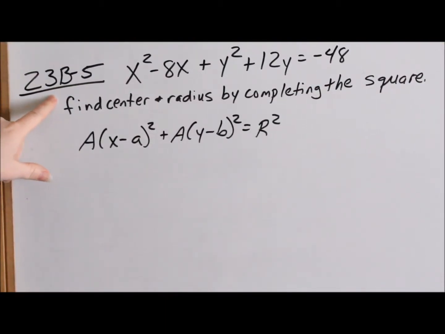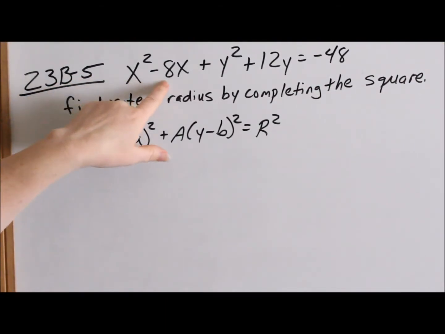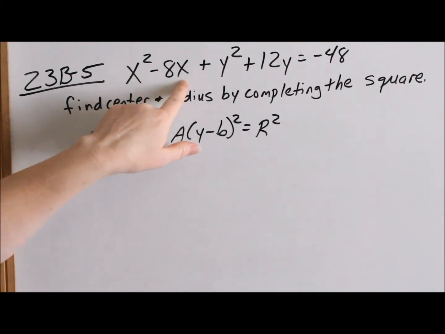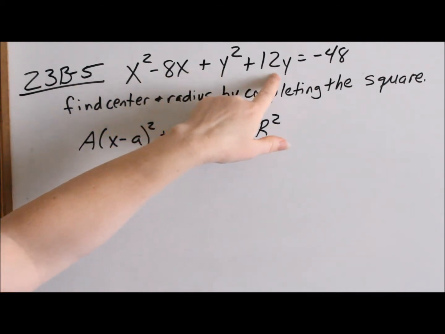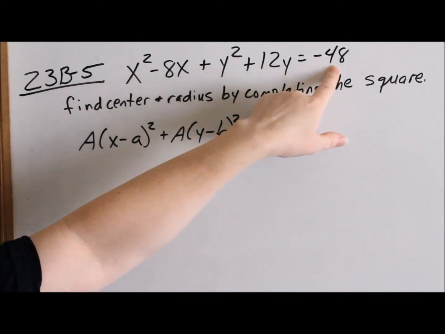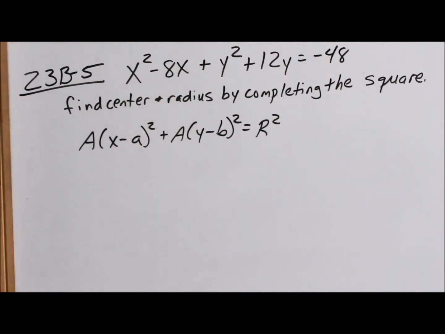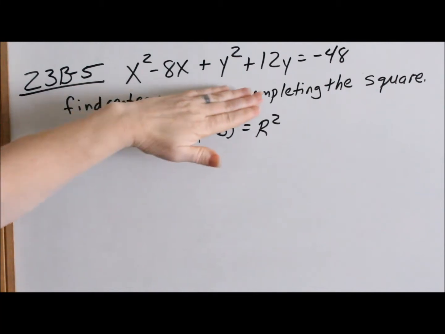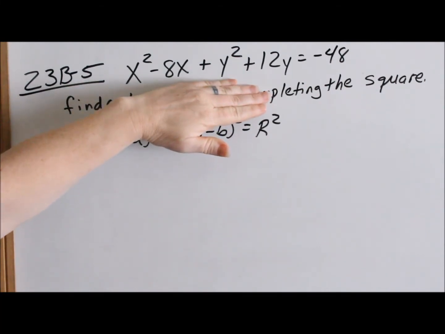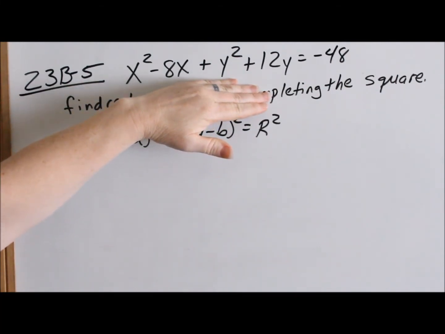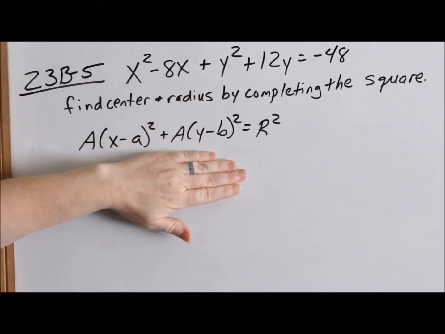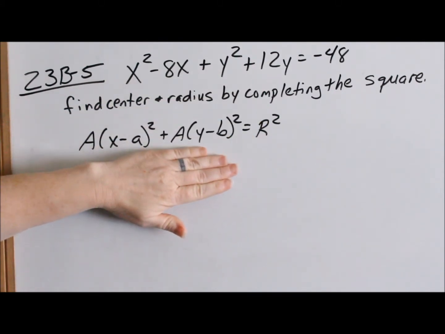Okay, we're looking at 23B5. If you look at this problem, they have x squared minus 8x plus y squared plus 12y equals negative 48. They're wanting you to find the center and the radius by completing the square. Why do we have to complete the square? If you look at the form that it's in now, it's not anywhere near the general form of a circle. Here is the general form of the circle.